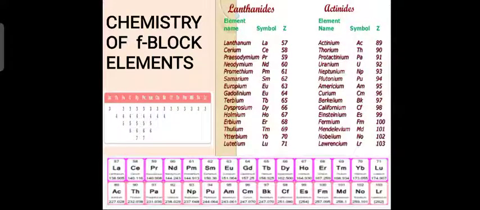So these elements are placed at the bottom of the periodic table. You can see here lanthanum to lutetium, all the elements of the lanthanides. Similarly, actinium to lawrencium, all the elements. Alright, next slide.